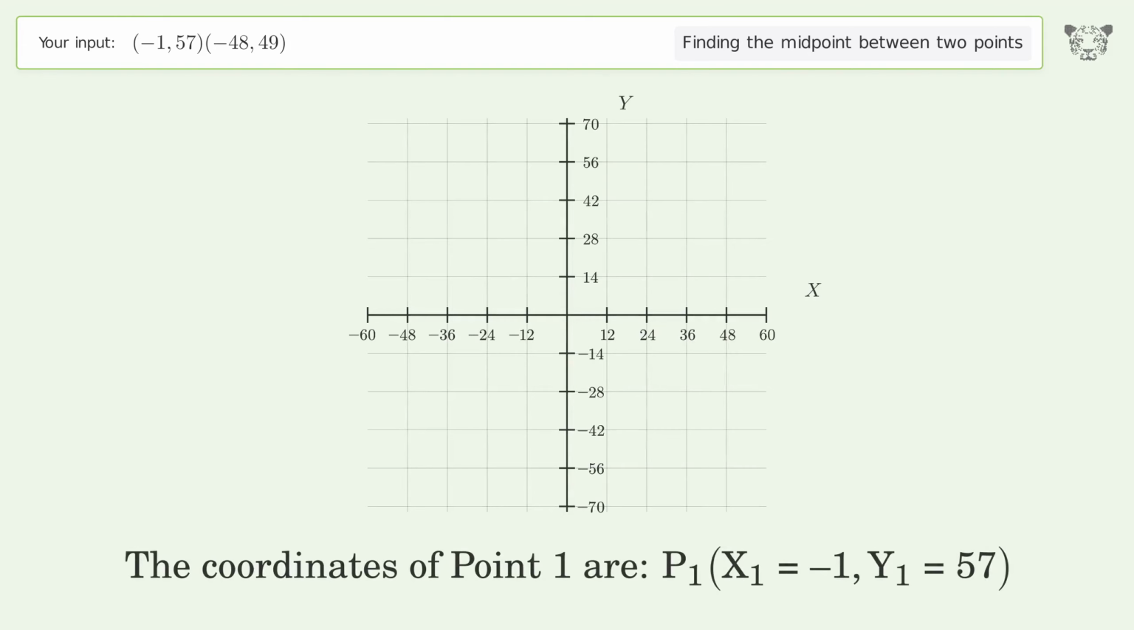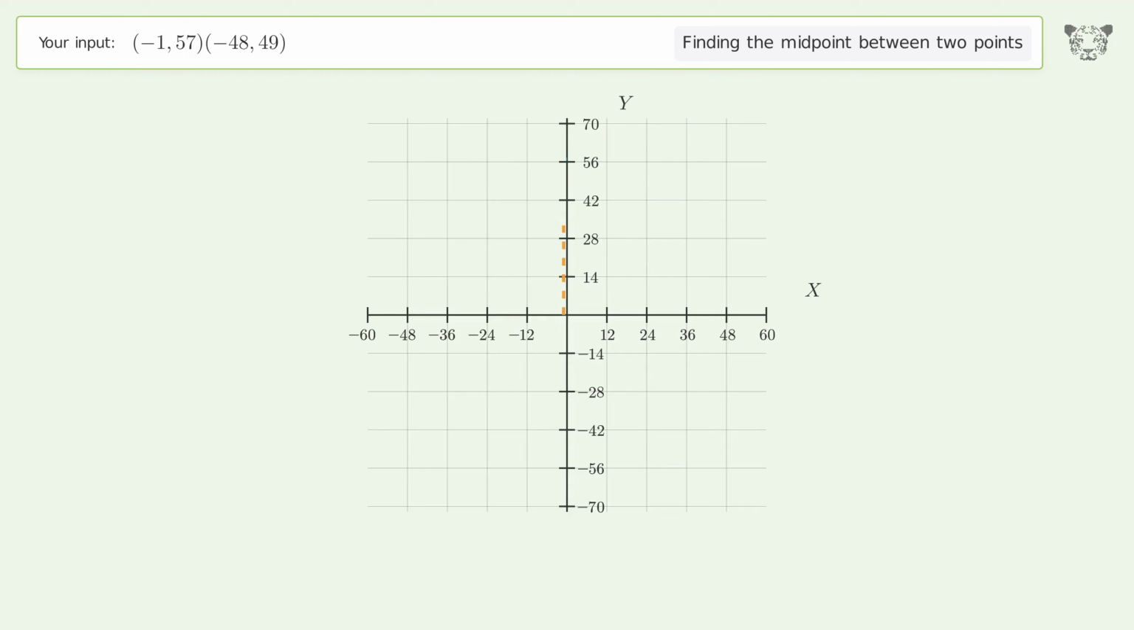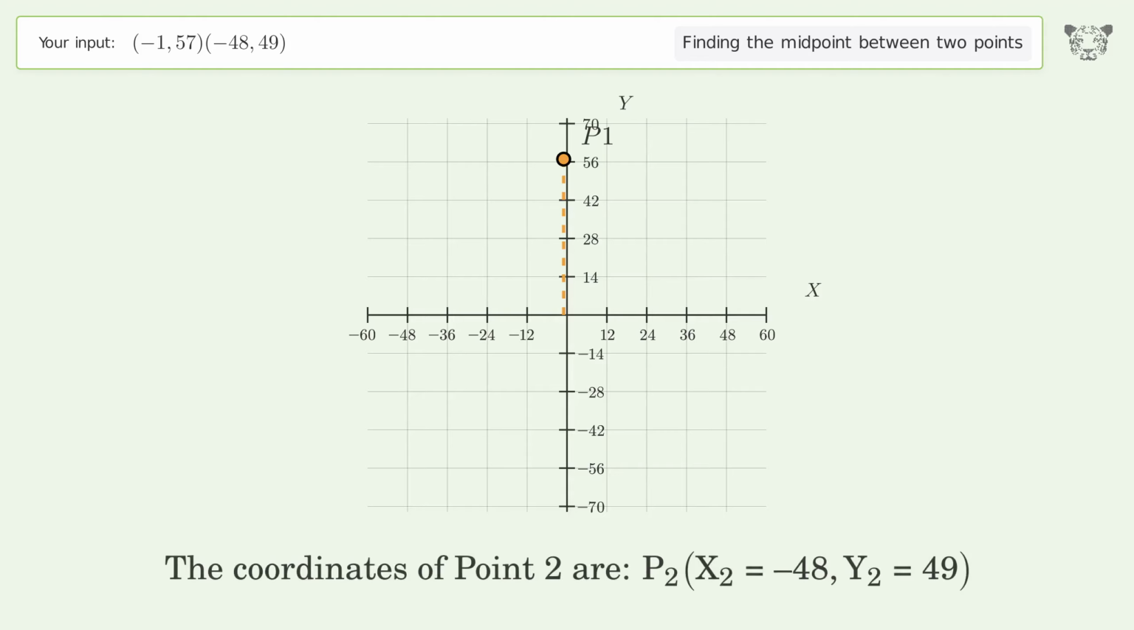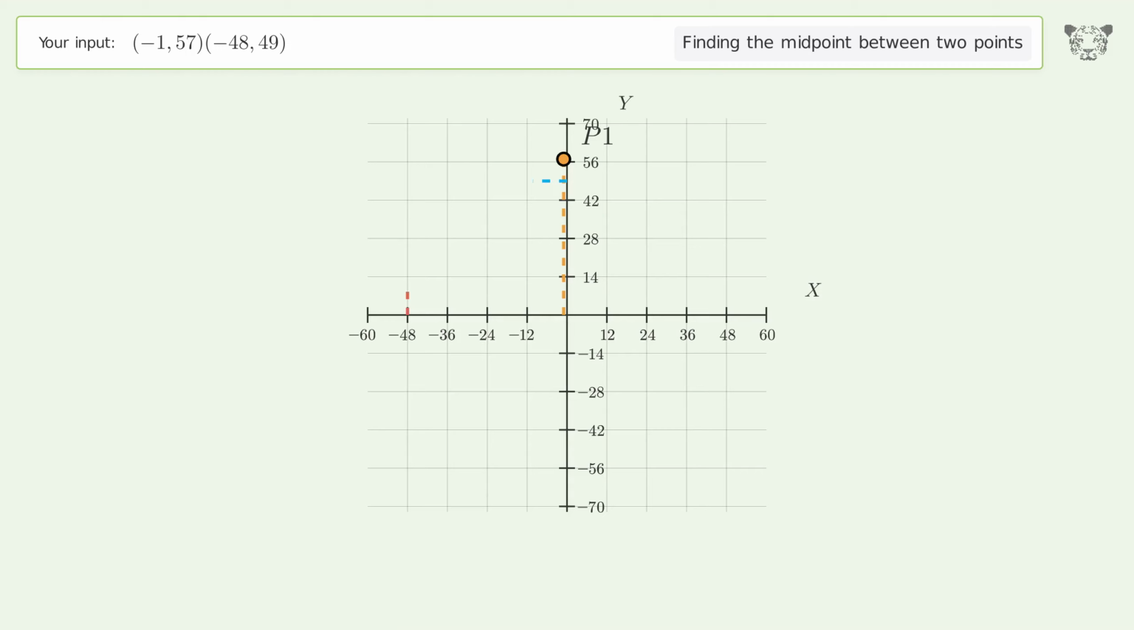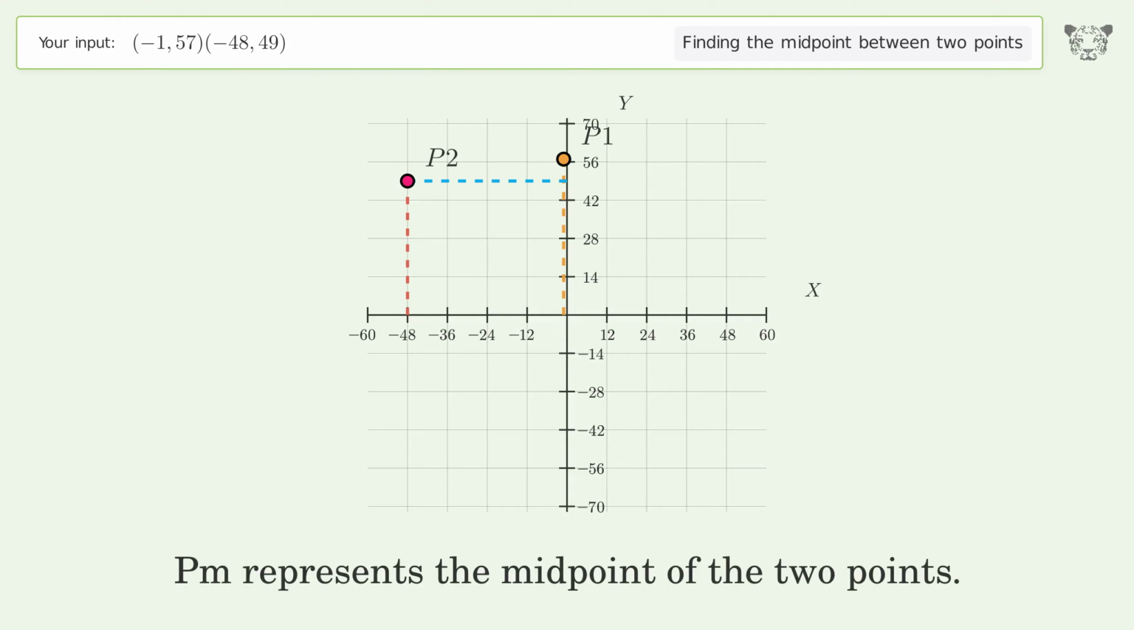The coordinates of point 1 are, x1 equals negative 1, y1 equals 57. The coordinates of point 2 are, x2 equals negative 48, y2 equals 49. PM represents the midpoint of the 2 points.